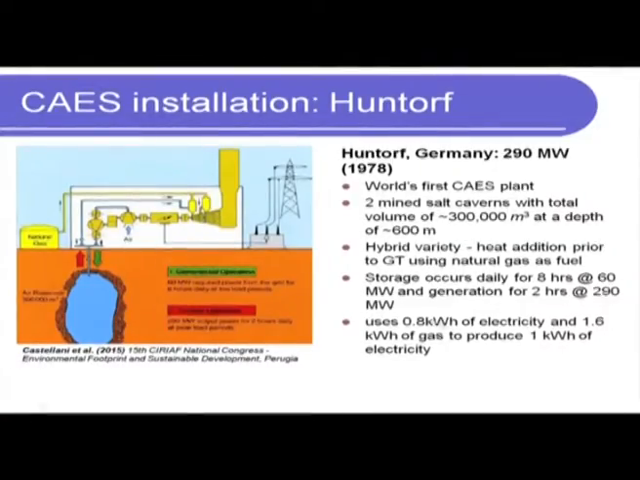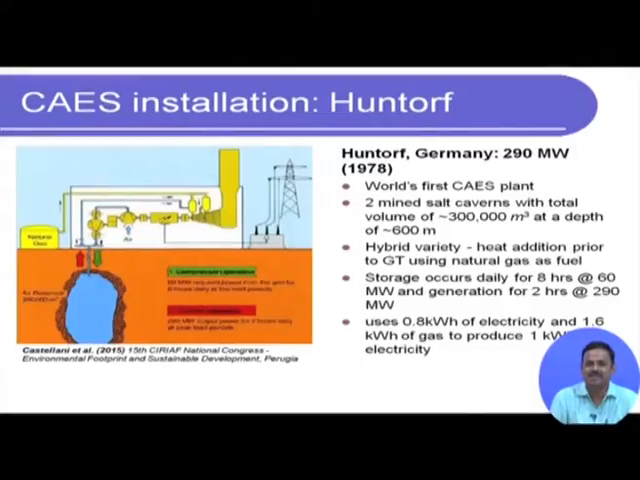What are some of the other numbers for this? So, heat addition, as we saw. Storage occurs daily for 8 hours at 60 megawatts and generation is for 2 hours at 290 megawatts. So, that is the rating. Okay. So, it is only for 2 hours because the amount of storage, actually this 300,000 meter cubed is actually not very high. Okay. So, that is why the storage is not very high.